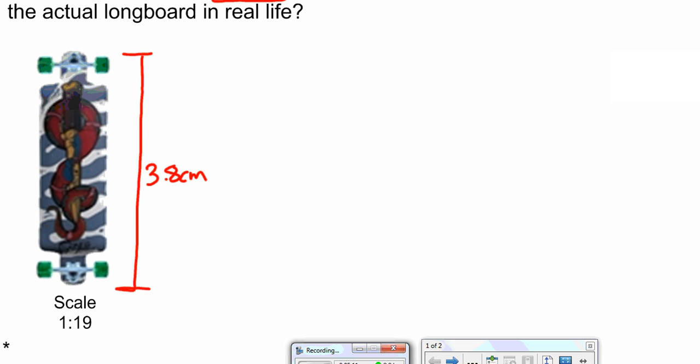So they have told us that this is a reduction. So that means the measurement should be larger than 3.8 centimeters. So they tell us that the scale is 1 to 19. Okay? And when we measure, we see that it is actually 3.8.